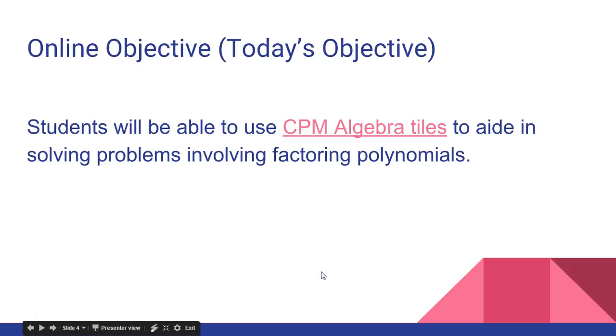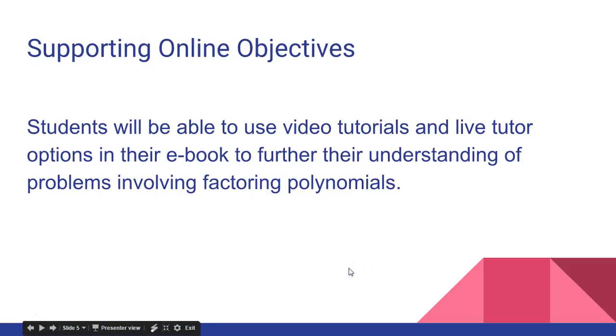The online objective, which will actually be the objective of today's lesson, is for students to be able to use the CPM algebra tiles to aid in solving problems involving factoring polynomials. The supporting online objectives, which are consistent throughout every lesson, are for students to be able to use the video tutorials and live tutor options in their ebook to further their understanding of problems involving factoring polynomials.